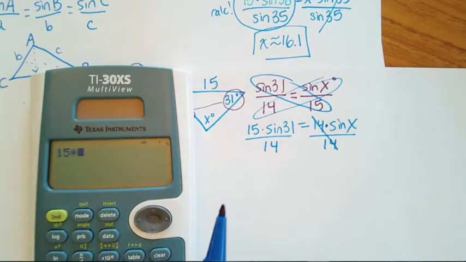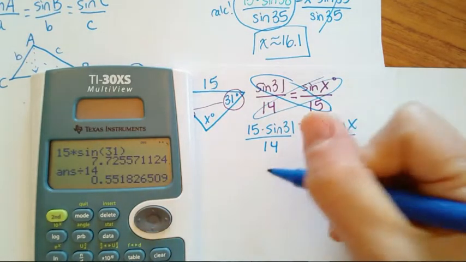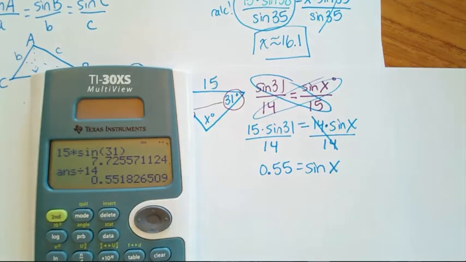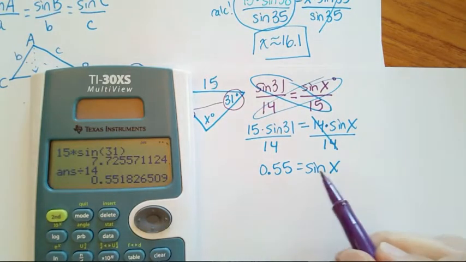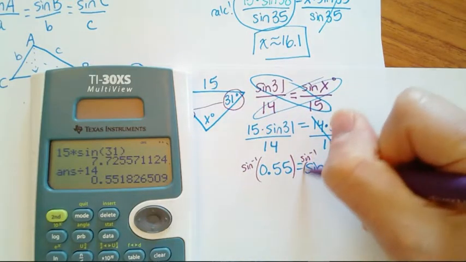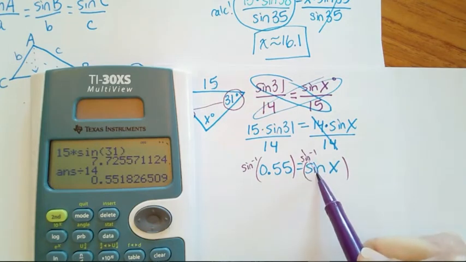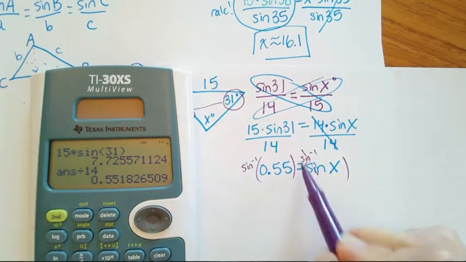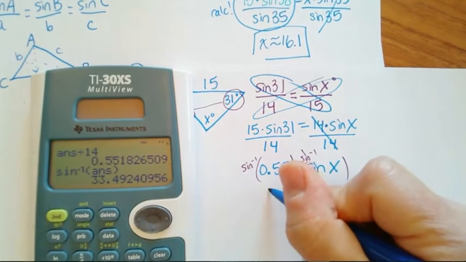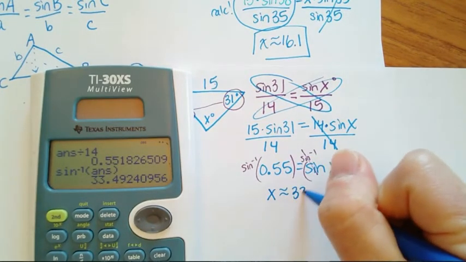So I have 15 times the sine of 31, and then I divide that by 14, and it's going to be messy, but that's okay. So I have about 0.55 equals the sine of x. And if you recall from last week, if we have to get rid of a sine function, we use the inverse sine function. This and this cancel, so I'll be left with just x. So all I have to do now is get this into my calculator. So I'm going to hit inverse sine, and then I'm just going to plug in this answer here so that I don't have to worry about rounding it. And I get that x is approximately equal to 33 degrees.